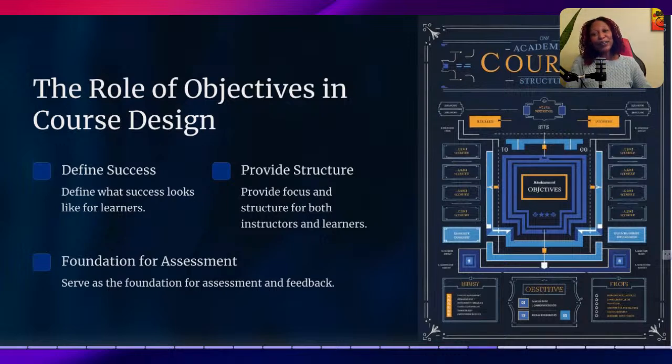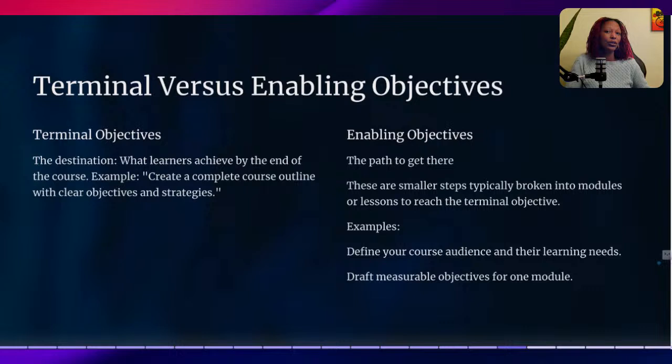So now that we understand the importance of objectives, let's talk about how to write them effectively so they serve as the GPS for your course. That's really what I refer to objectives as. There are two types of objectives you will need for your course. One is a terminal objective. A terminal objective is really about the big picture, like the destination of where your learners should end up by the end of your course. This is the ultimate outcome that you are after and helping them to achieve.